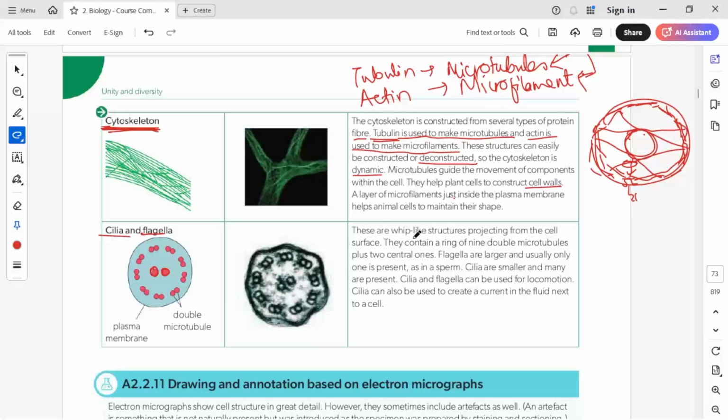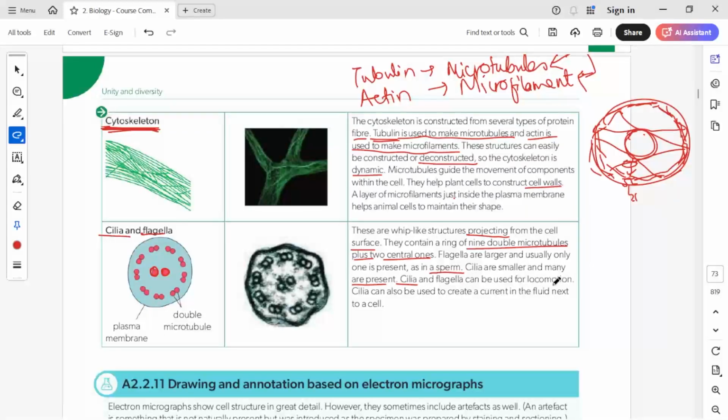They are whip-like structures projecting from the cell surface, and they contain a ring of 9 double microtubules plus 2 central ones. So there is a ring of 9 groups, 2 microtubules each, and 2 central ones which are single. Flagella are large, and usually one is present, as in sperm. Sperm also has a flagellum. Cilia are smaller, and many may be present. Just like we studied in paramecium, there are a lot of cilia that help in movement.